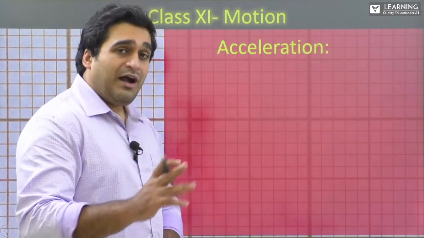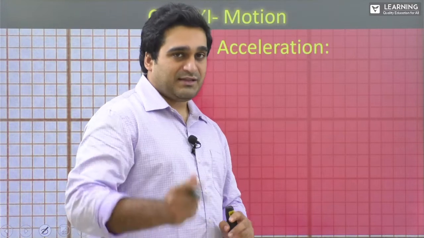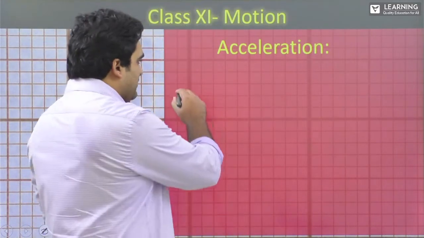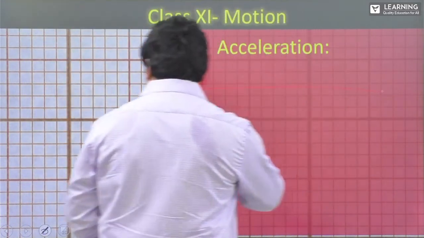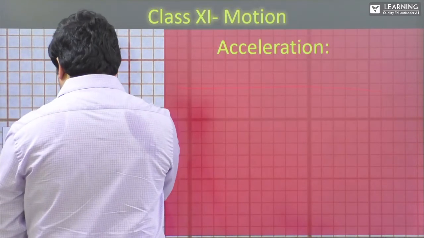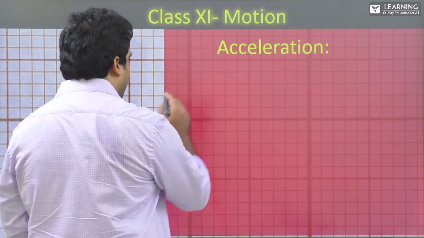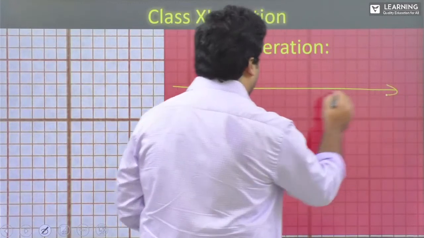Now, how does an acceleration vary? Can it be a constant acceleration? Can it be a variable acceleration? Yes. Let us look into one following example. Change the color to yellow. Okay.